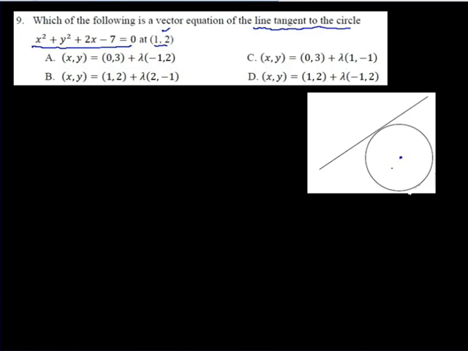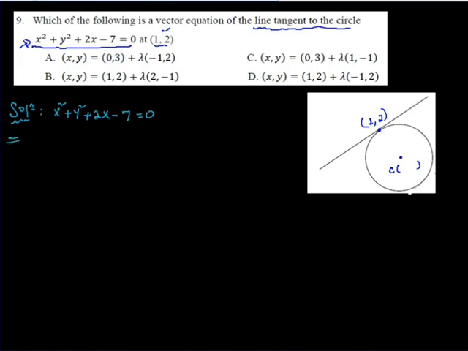We can get the center from this standard equation. And the point of tangency of the line with the circle, 1, 2, is given. And now we are asked the vector equation of a line tangent to the given circle. So let us take the equations first. The equation of the circle is x squared plus y squared plus 2x minus 7 is equal to 0. This is the equation of the circle. We need to write this equation in standard form.